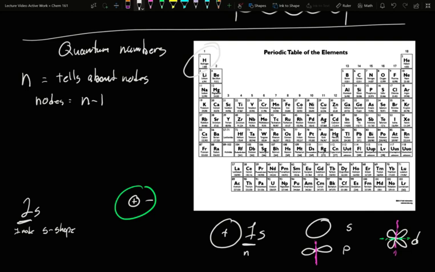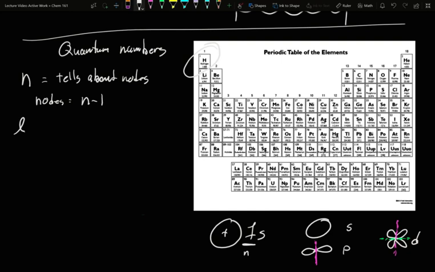N tells us the number of nodes, and we put it in front. We tell you the number. So what is n? If n is 1, you have no nodes. If n is 2, you have one node. If n is 3, you'll have 2 nodes. How we use those nodes will tell us what our shapes are. But that is what n tells us.